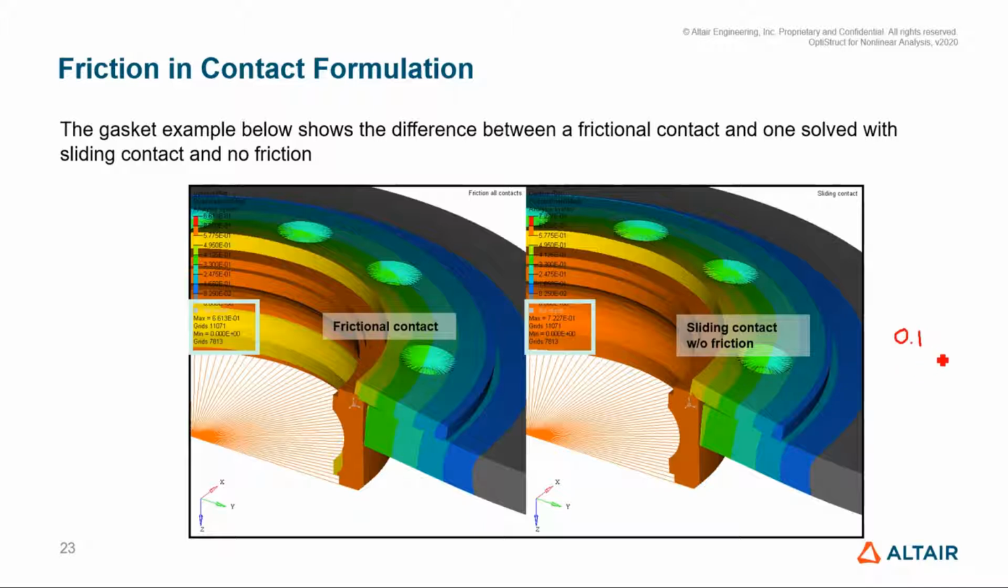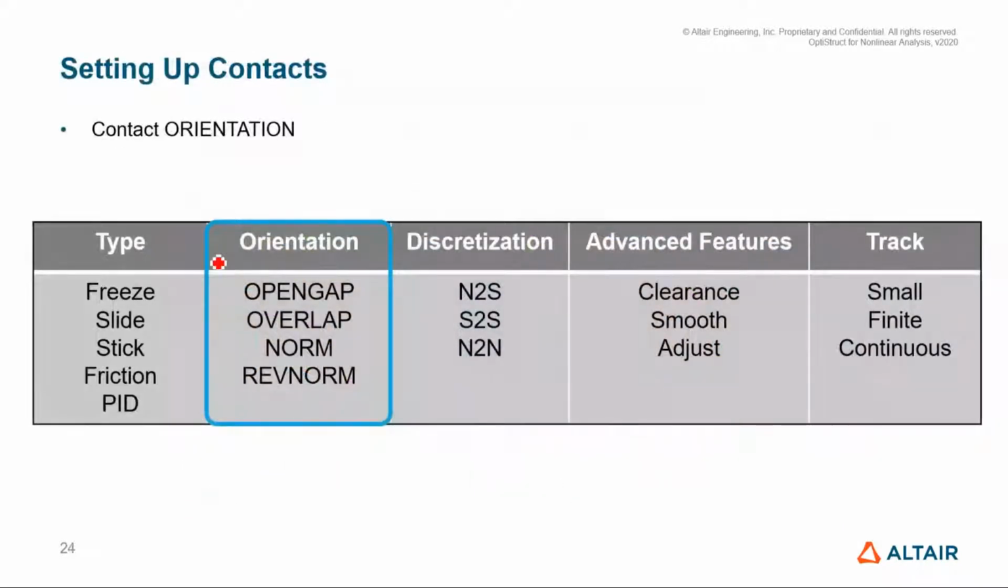So you can also try that if you're using sliding contact with no friction and you're finding it hard to converge, you might want to just change the friction coefficient and assign a small value of friction there. So that's the type of contact.